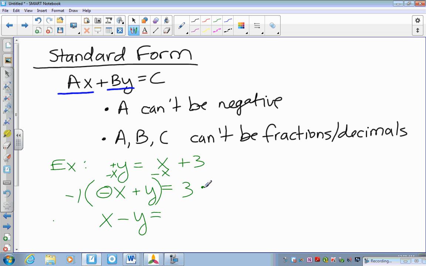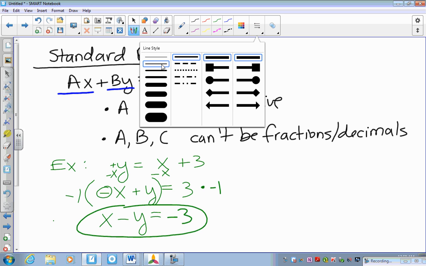I can multiply this side by -1. And so this ends up being -3. So this would be your final answer for standard form. I have no fractions or decimals, and my a value, my coefficient of x, is positive. So let's do a second example. This time we'll deal with the fraction stuff.